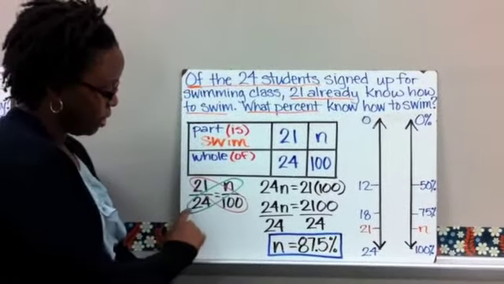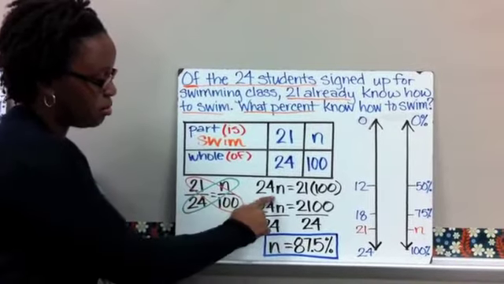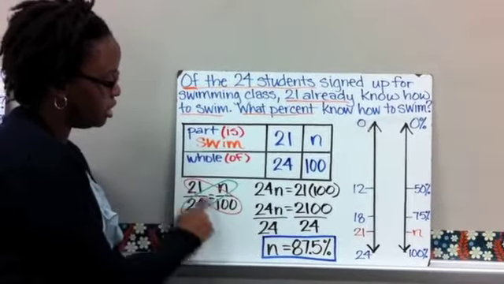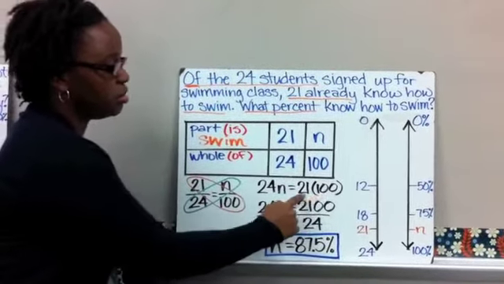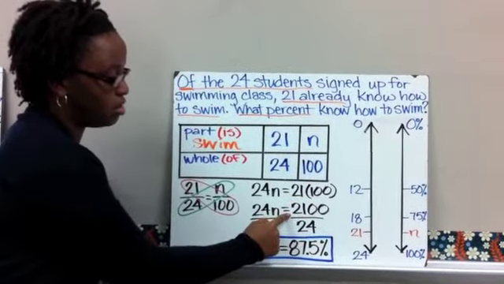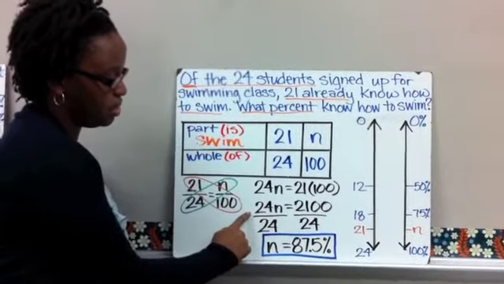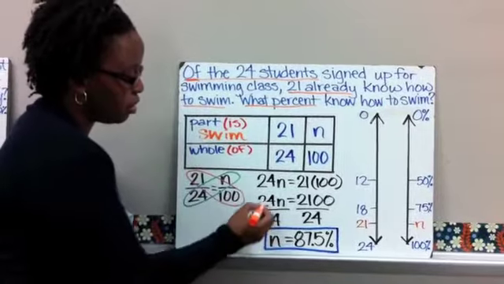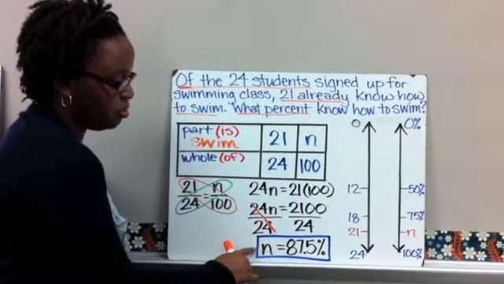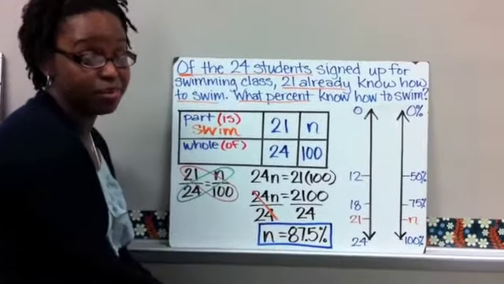We're going to cross multiply. 24 times n is equal to 21 times 100. 21 times 100 is 2,100. And our last step is to divide that by 24. Our n should be equal to 87.5%.